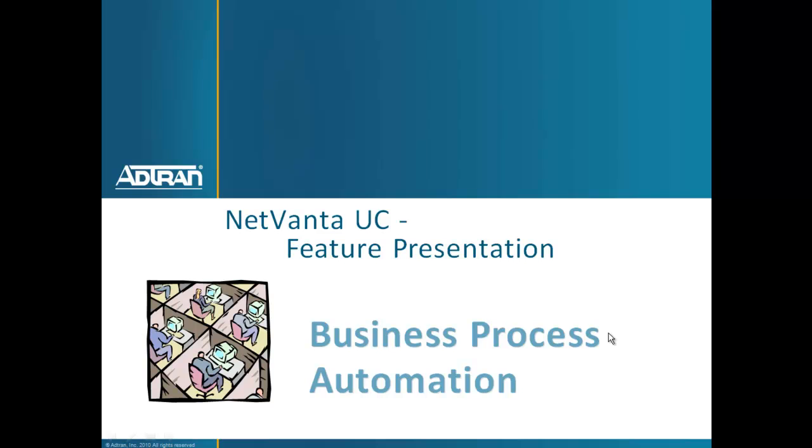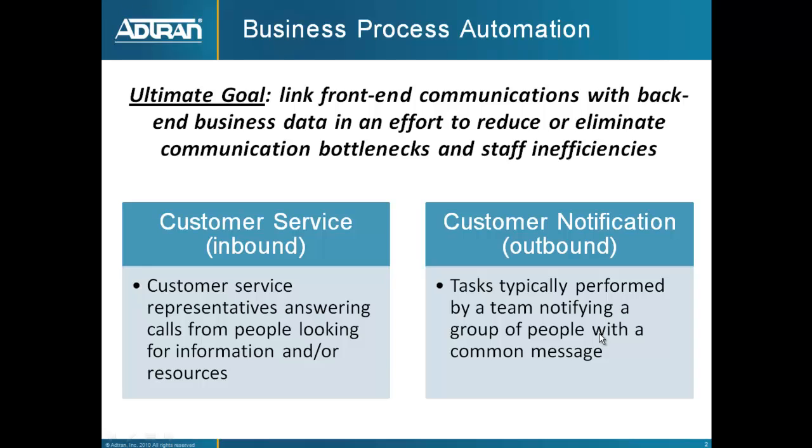The focus of this presentation is business process automation. The ultimate goal for automating business processes is to reduce or eliminate communication bottlenecks and staff inefficiencies. This can be done by linking your front-end communications, in other words your PBX or telephone system, with back-end business data in your corporate databases.